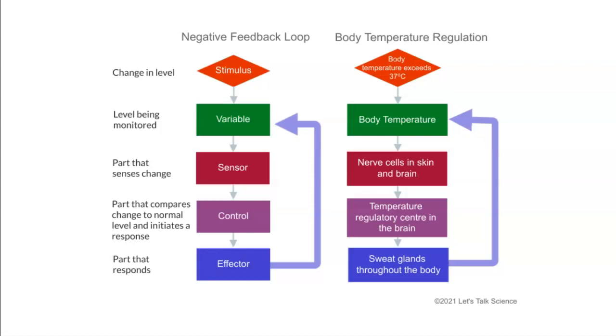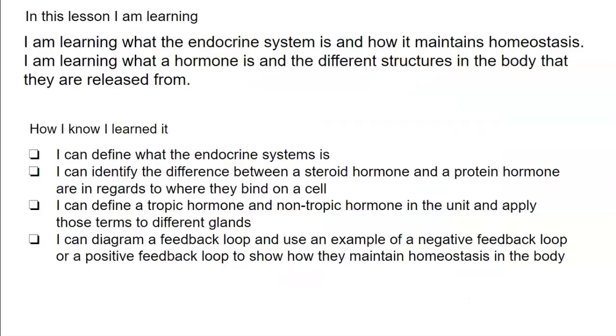So if you're too hot, for example, your body temperature is exceeding where it's supposed to be, the effector is going to be your sweat glands that release sweat. As sweat glands release sweat, it's going to be monitored. Your body temperature is going to be constantly monitored, and we're going to continue this feedback loop until our body temperature is back to where it's supposed to be. So this is just an example of a feedback loop, and we're going to be working with feedback loops throughout this entire chapter. So today, again, we learned about what the endocrine system is and how it maintains homeostasis. That's through feedback loops.